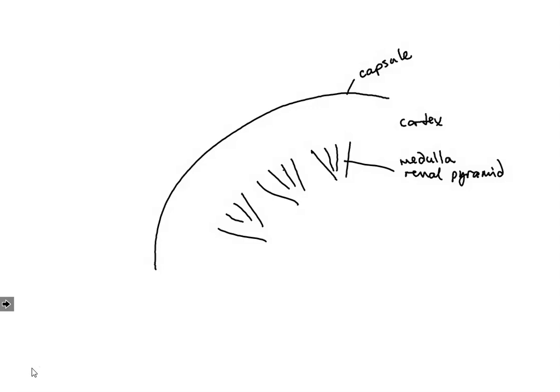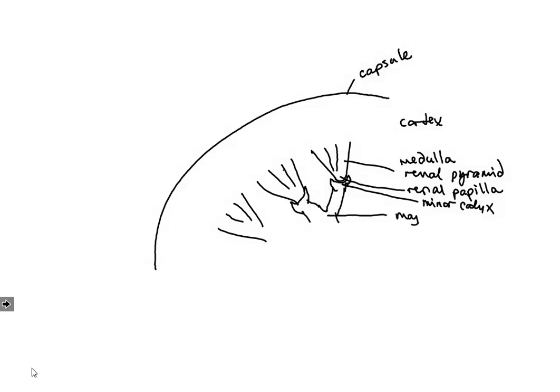The tips of the renal pyramids end in what's called a renal papilla. And the filtrate drips out of there into a little cup-like structure called a minor calyx. Draw another minor calyx here. Where two or more minor calyces come together makes a major calyx.